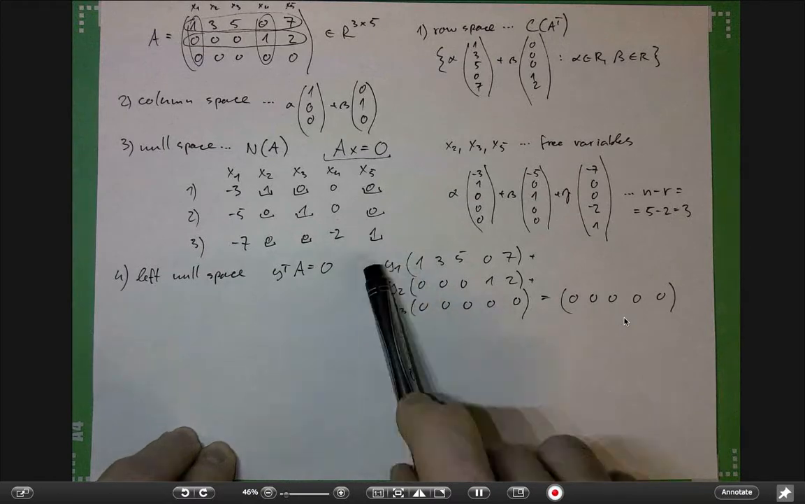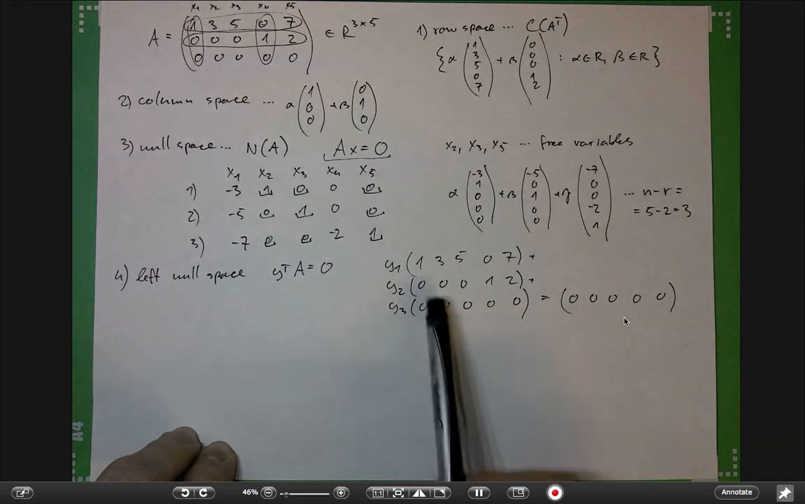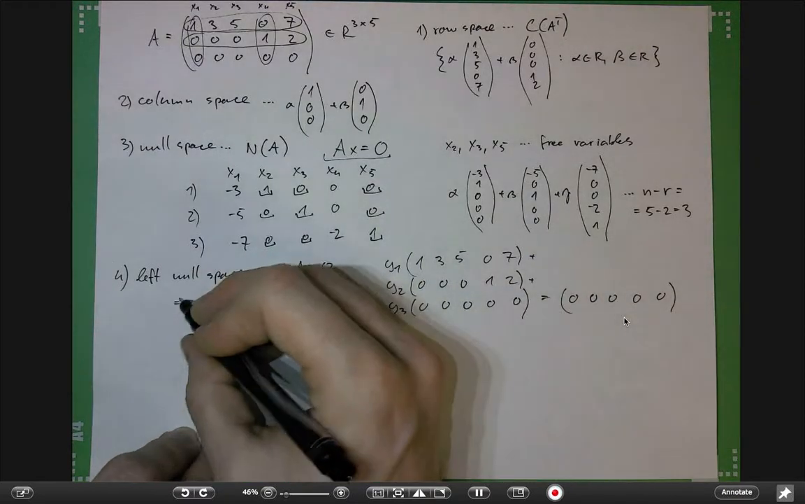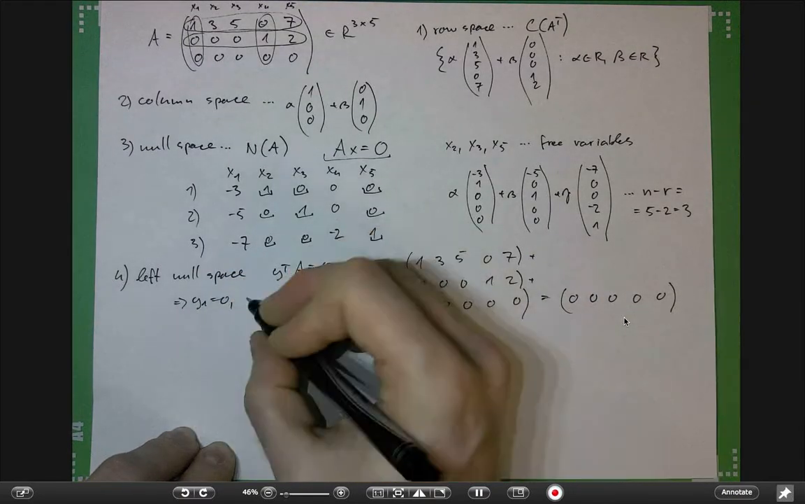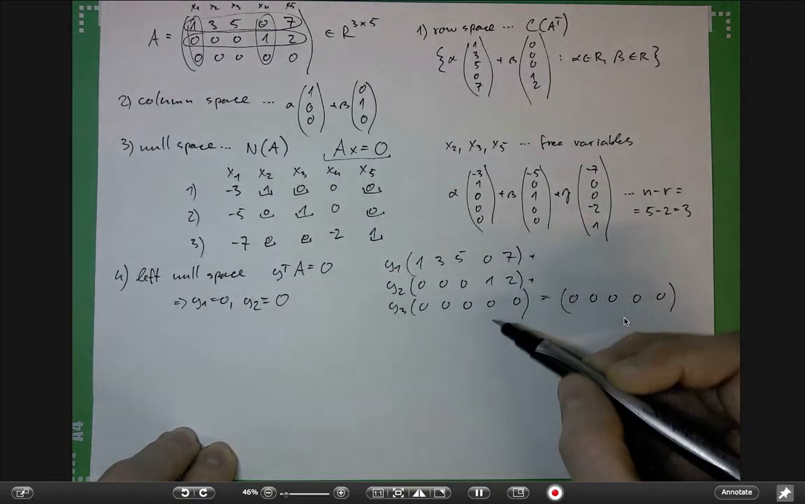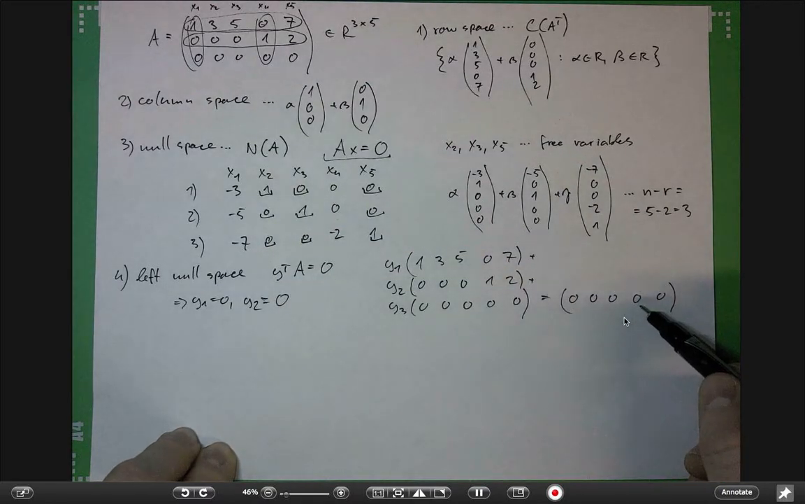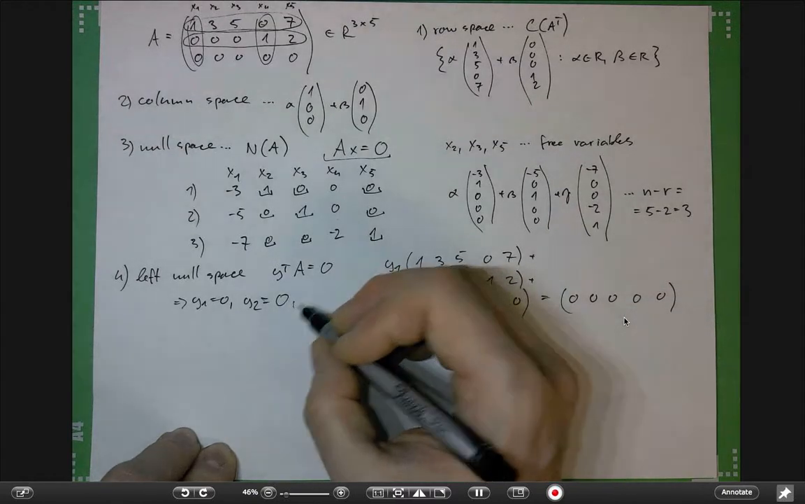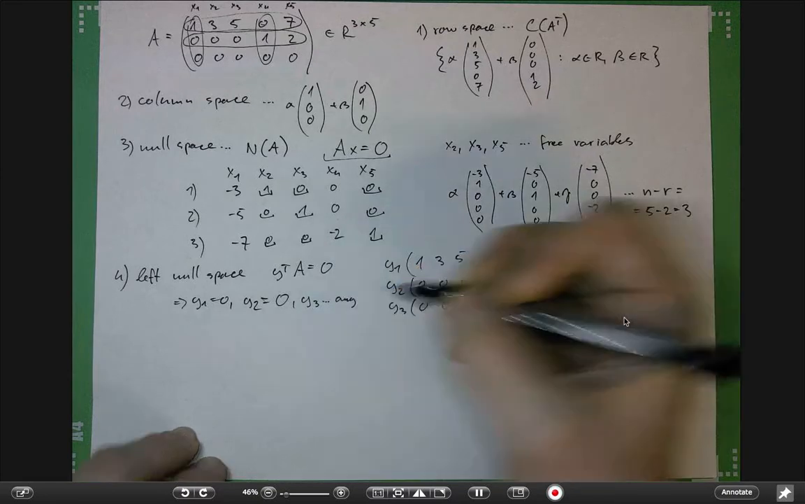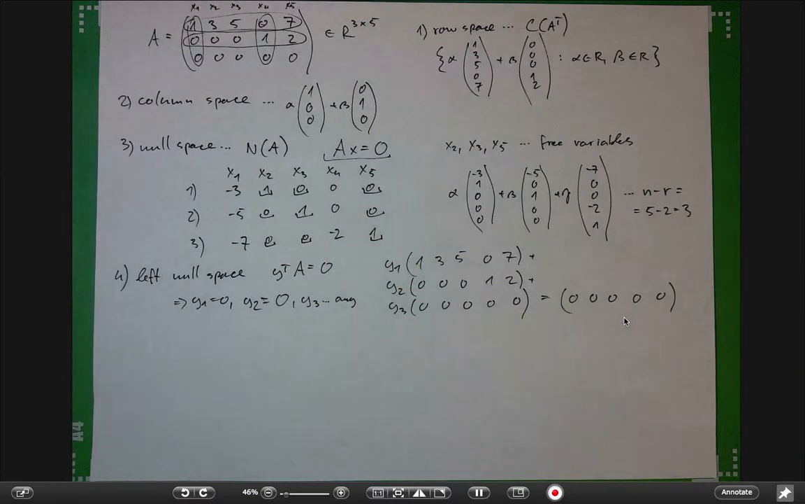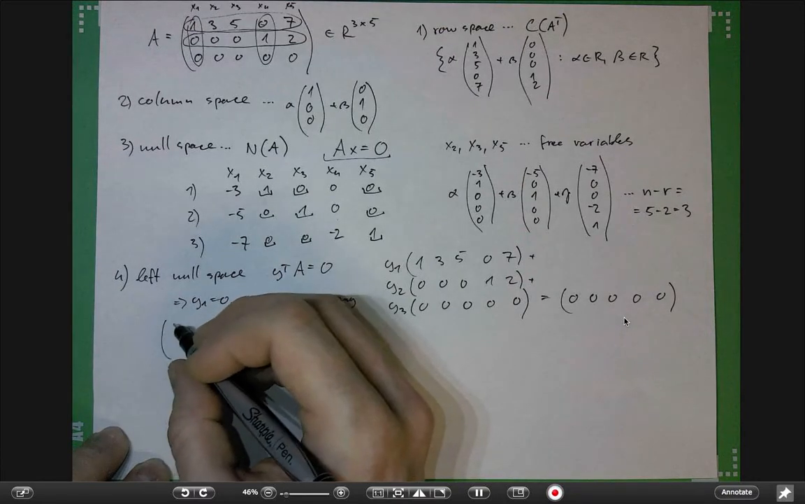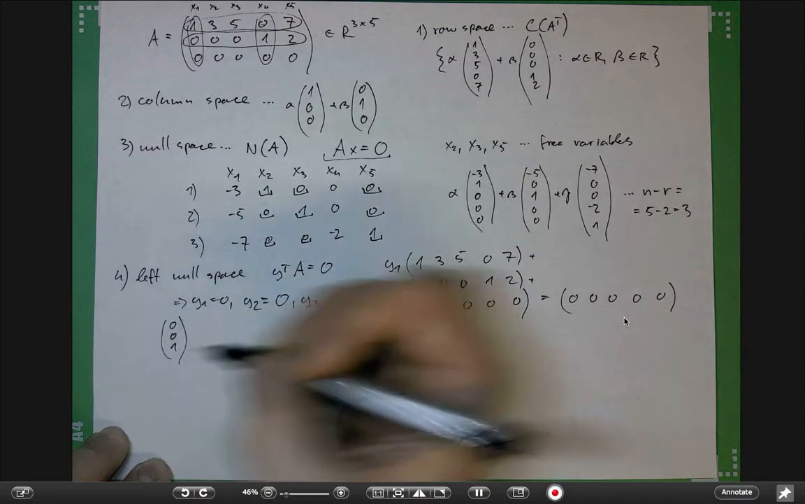Well, obviously y1 has to be 0, right? There's no other way I would get 0 here. So that means that y1 has to be 0. y2 has to be 0 as well. No other way I will get 0 here, right? And y3 can be arbitrary. Right? So what that means is that the basis of the left null space is just 0, 0, 1.